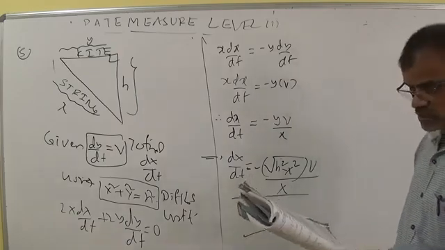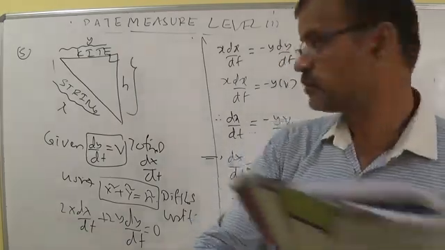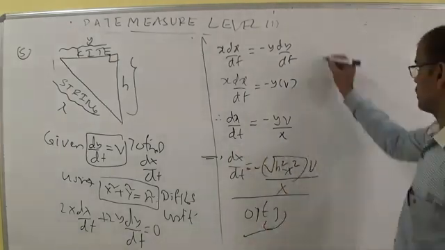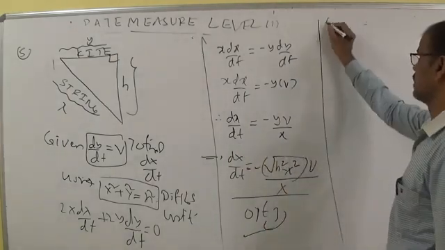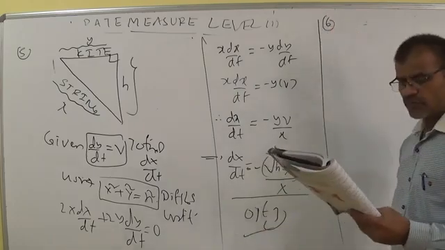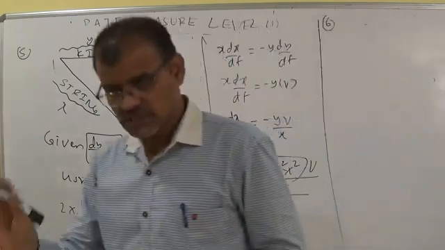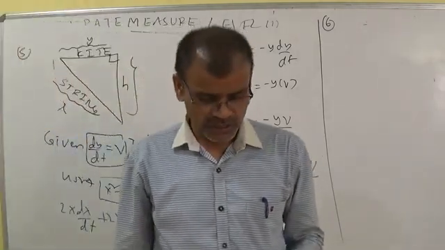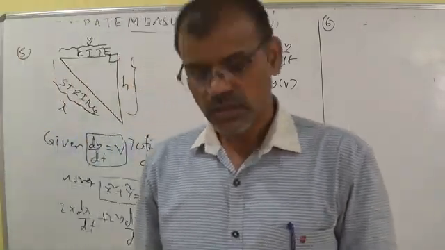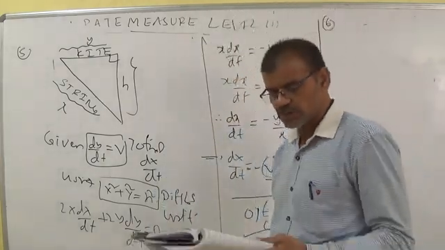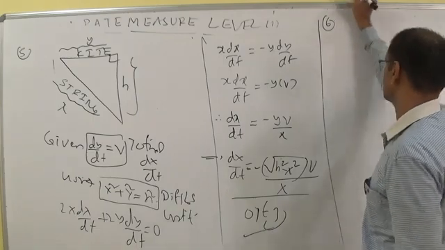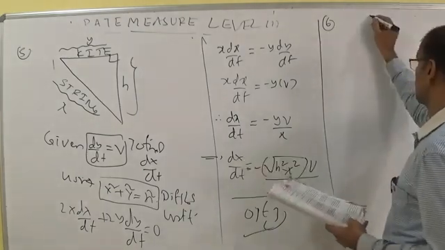Next one, let us discuss the sixth sum. The slant height of a cone is fixed at 7 centimeters. Find the rate of increase in the volume of the cone corresponding to the rate of increase 0.3 centimeters per second. Let us draw the diagram of a cone.